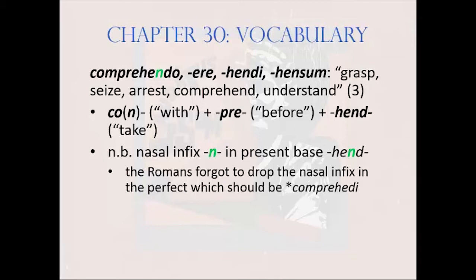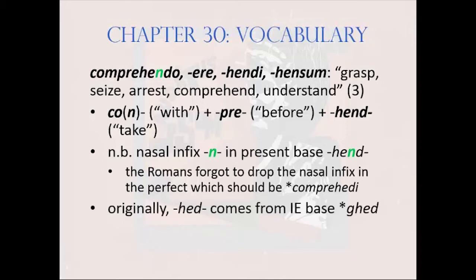Too bad the Romans weren't a little faster at doing this. Could have saved us a lot of principal parts memorizing. So the root of comprehendo is really head, not hend. It comes from an Indo-European verb base, ged, which produced English get, as in get it. Get it? Our word get also has a mental sense.